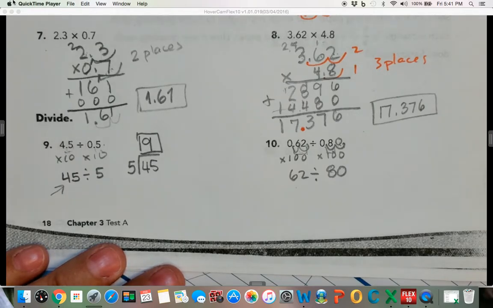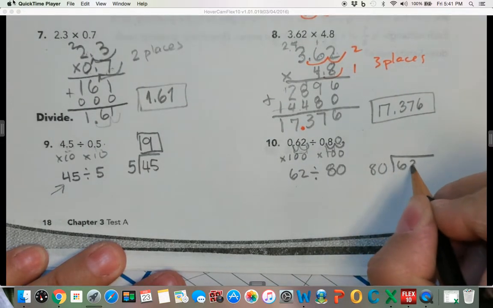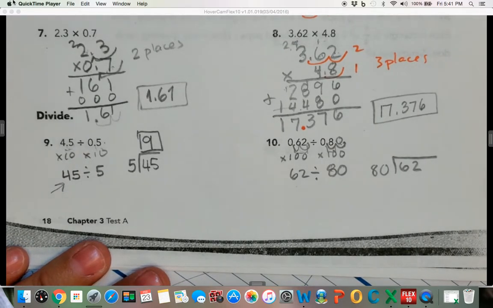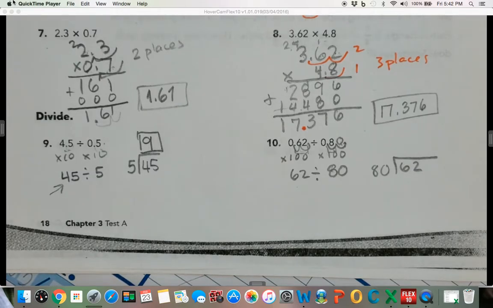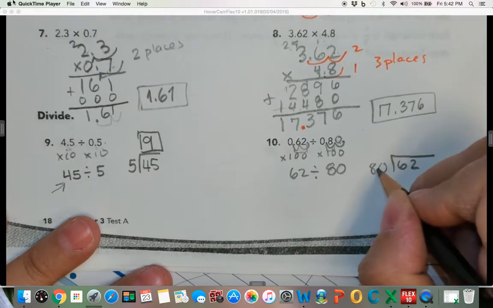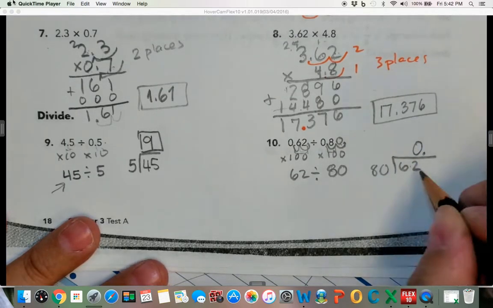Top dog in the house, meaning the first number goes on the inside. Right away, I know my answer is going to be a decimal because I know 80 does not go into 62. 62 is too small. I can't make 80 if I only have 62. So I'm going to say 80 does not go into 62. I have to put a decimal and a 0.